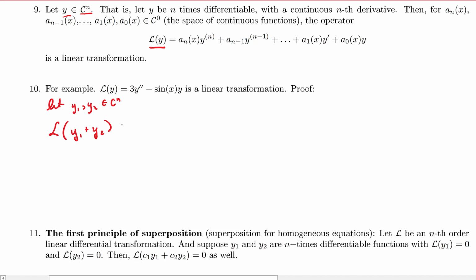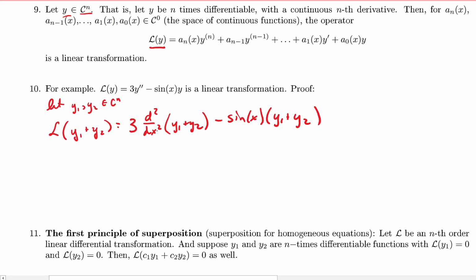And let's remind ourselves of our goal. What's our goal? Well, our goal is we're going to work through this. You don't need to write this down. And our goal is to show that that's L of y1 plus L of y2. That'll show that the linear transformation distributes over this sum. Okay. Well, how are we going to do this? Well, we're going to apply the linear transformation. So what would that be? That would be 3 times d squared dx squared applied to y1 plus y2 minus the sine of x being multiplied to the sum of y1 plus y2.